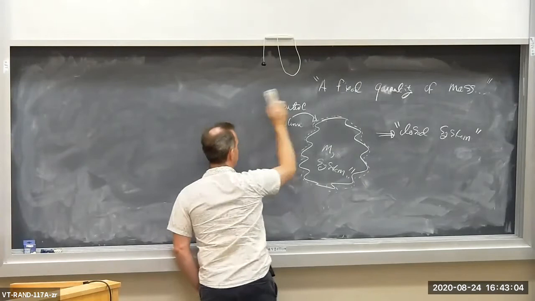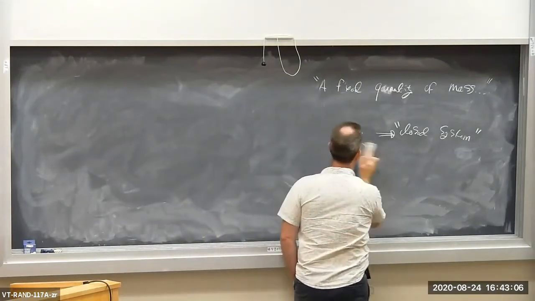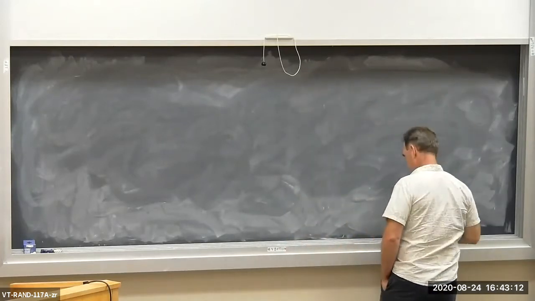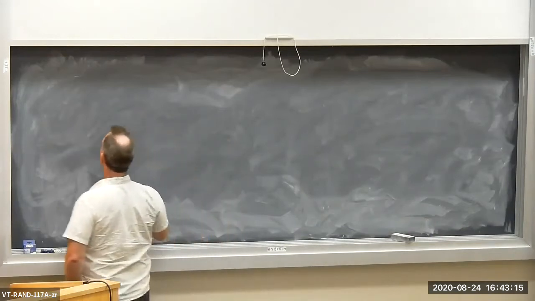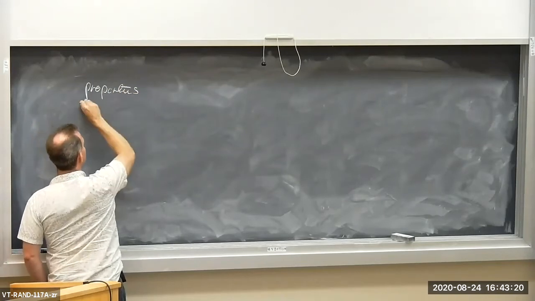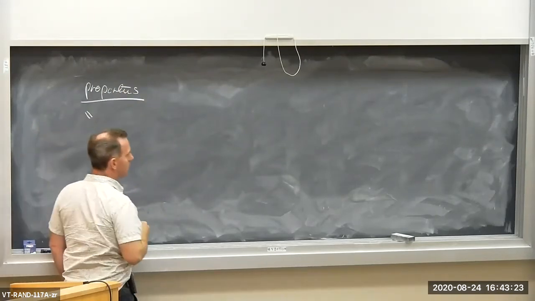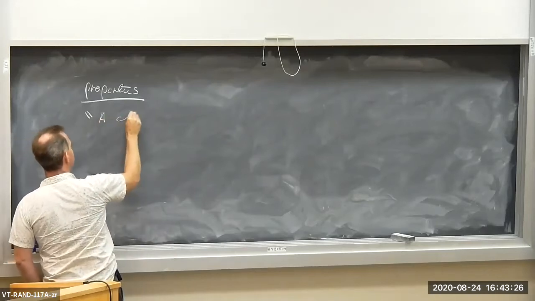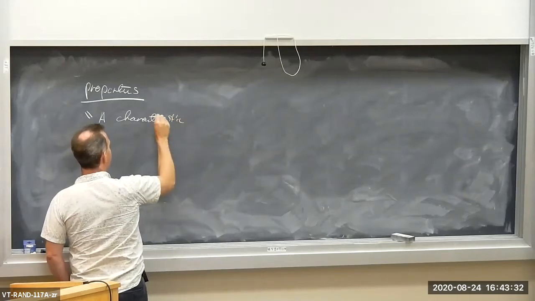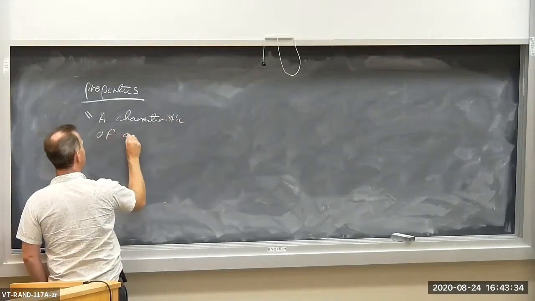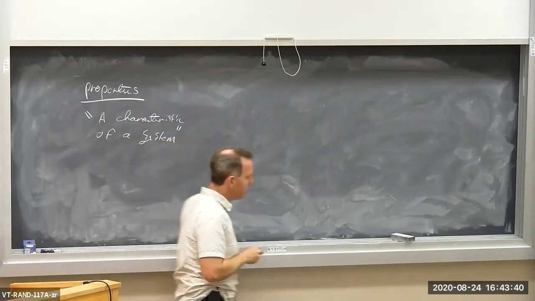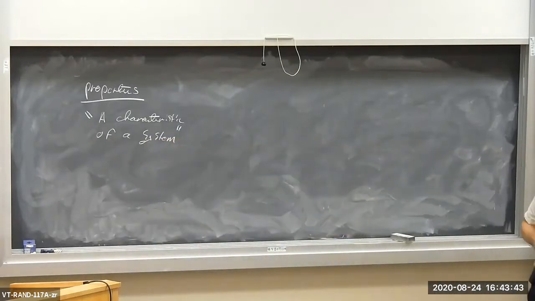What is a property? Well, to put it as simply as possible, a property is a characteristic of a system. A characteristic of a system, something used to describe the system.